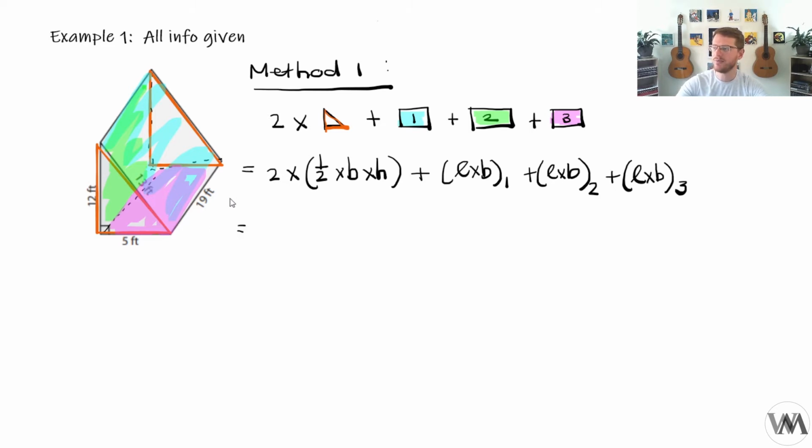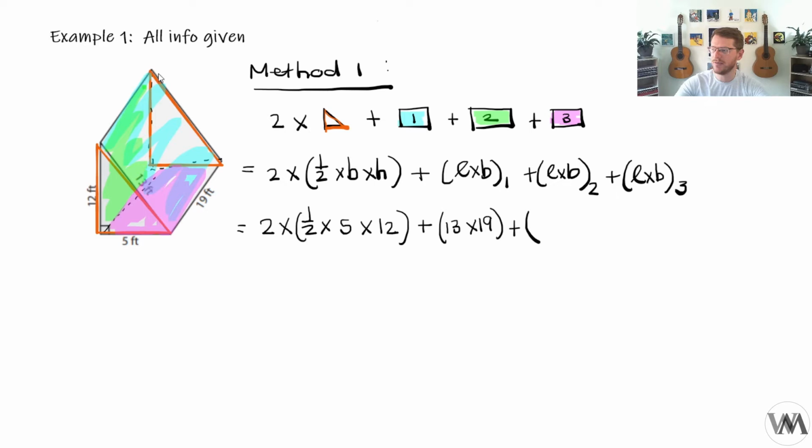Right, now I can start by feeding in the information. I'm going to say it's 2 times half times the base. The base is 5 feet. Let's just write 5 to save space. And the height is 12 for my triangle. Plus, for my first rectangle, which is blue, and I've used the big one here, it is 13 feet times 19 feet. 13 times 19.